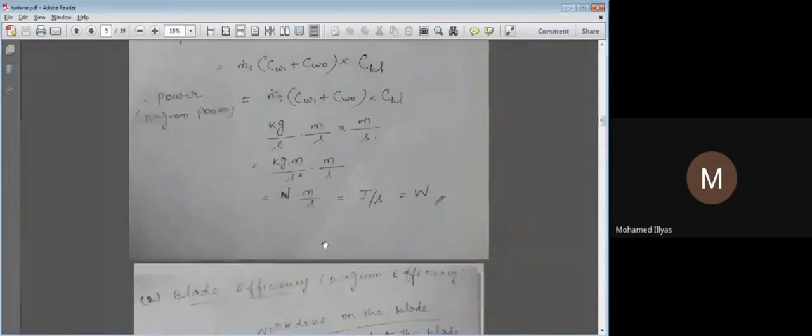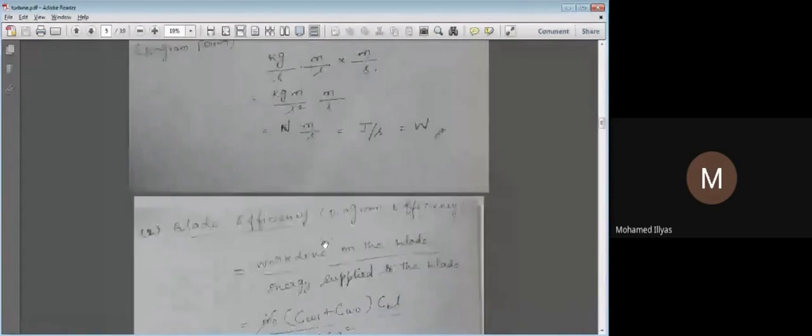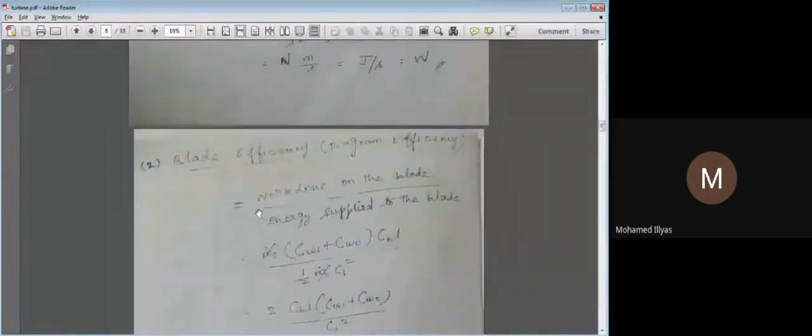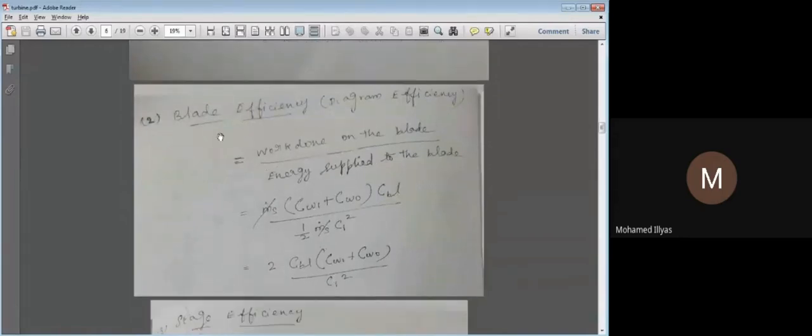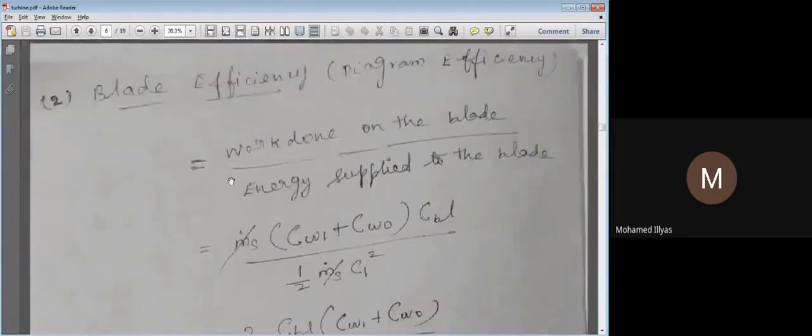Okay, so I think you have completed. So we'll see the next one, which is blade efficiency. So what does blade efficiency mean? The blade is receiving steam power, so it has to transfer its energy to the rotating wheel and further into the shaft. With respect to the effectiveness of the blade, we get the effective power.